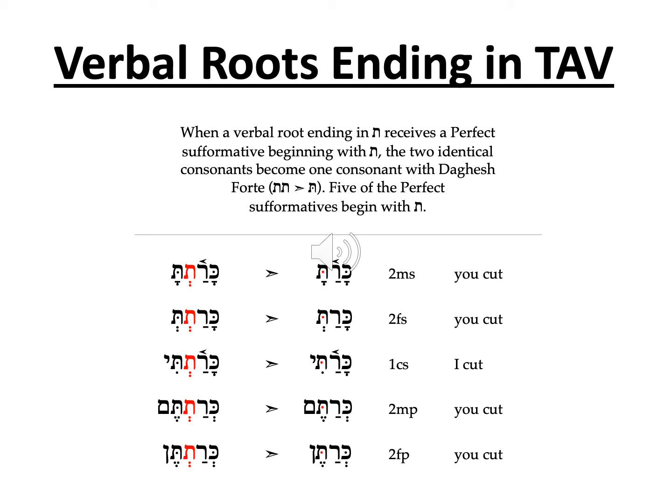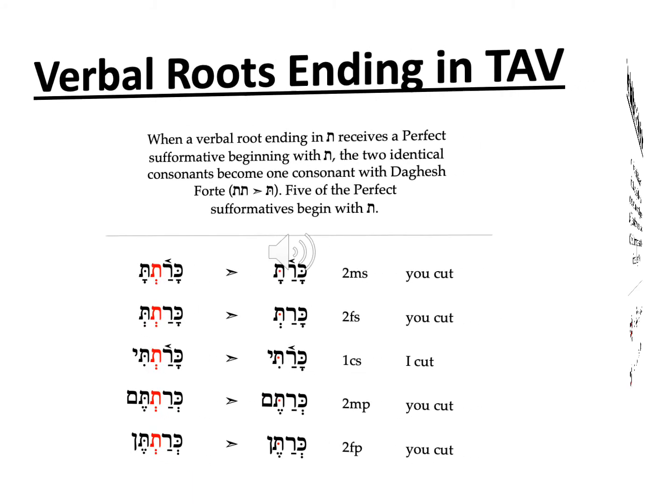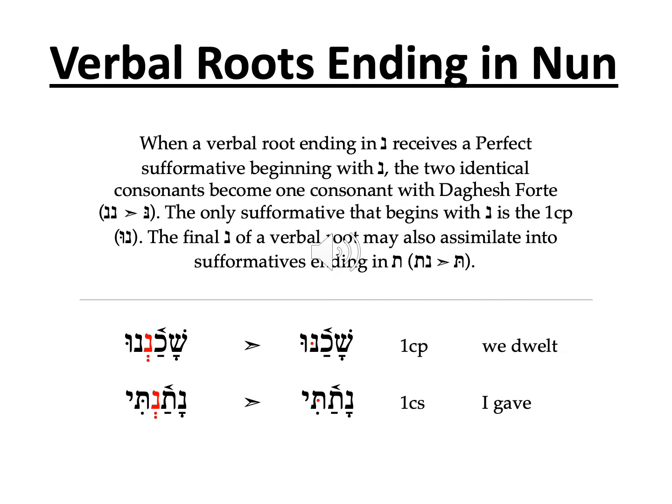Most of the suffirmatives or endings begin with tav. When those are added to a verb that also ends in tav, the two tavs combine and become a tav with a dagesh forte. The same is true of those verbs that end with nun. Many times the nun will assimilate and move into the next nun or into the next tav and be marked by a dagesh forte.